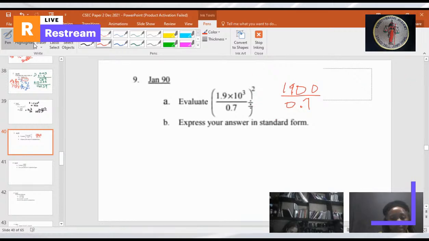For this you can use your calculator. Just plug them in. Put your bracket, plug this in and raise to the second power. Bracket them properly, and give me that decimal, and then we're going to write it in standard form. Okay, Miss.